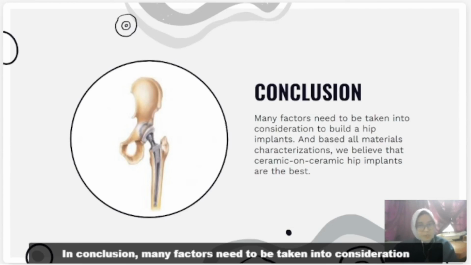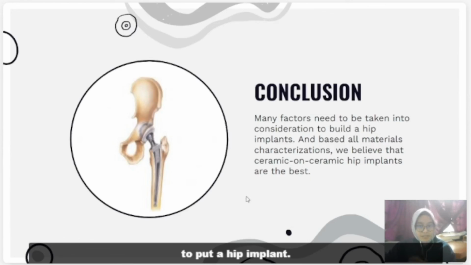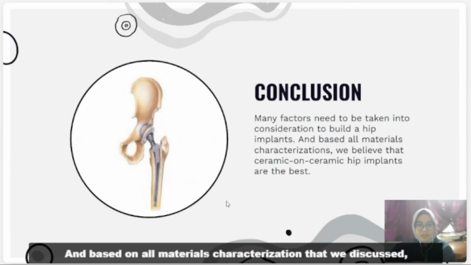In conclusion, many factors need to be taken into consideration to build a hip implant, and based on all the materials characterization that we discussed, we believe that ceramic-on-ceramic hip implants are the best.